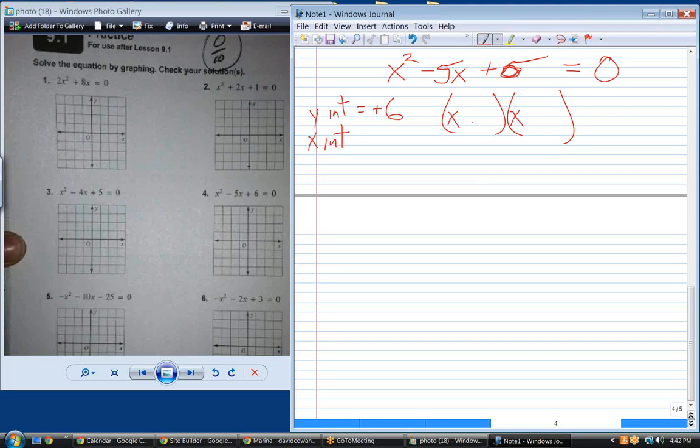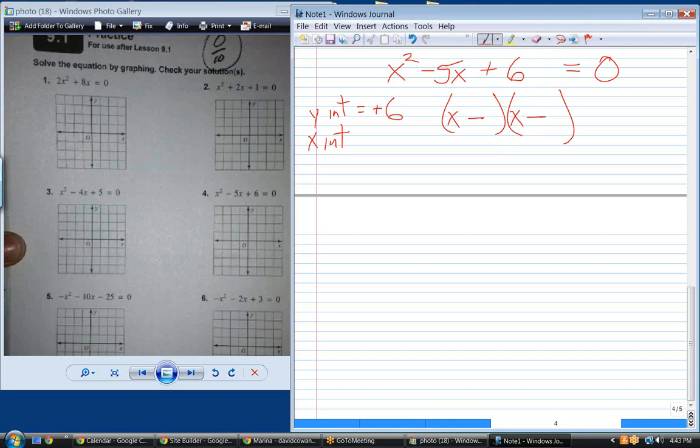Plus plus or minus minus? Minus minus, because it has to be the same because of that. And it has to be minus because of the middle one. So, okay, now we're looking for factors of 6 that add together to be 5.